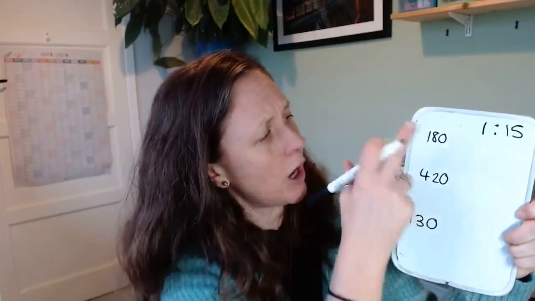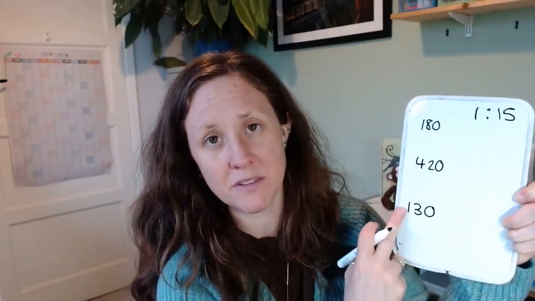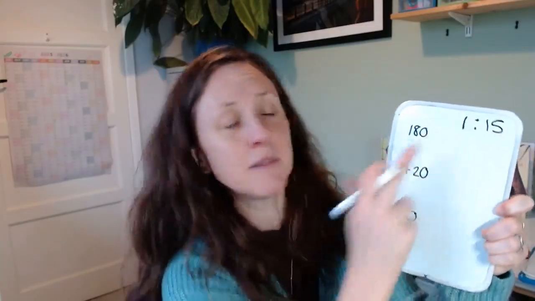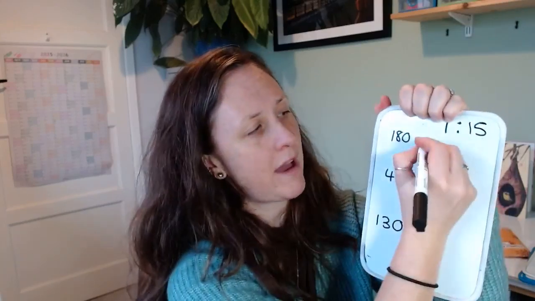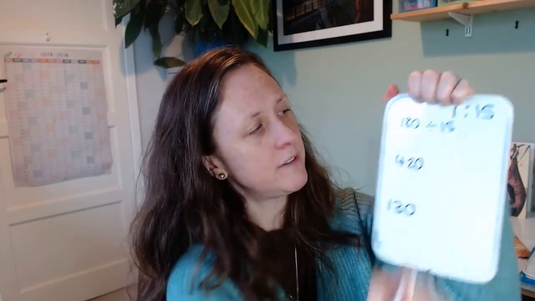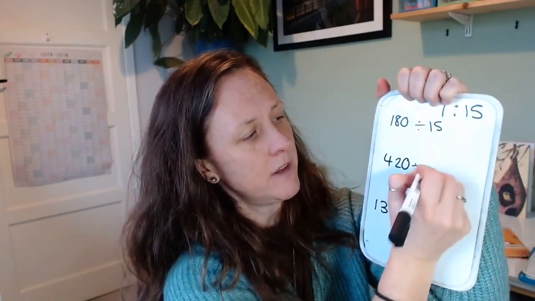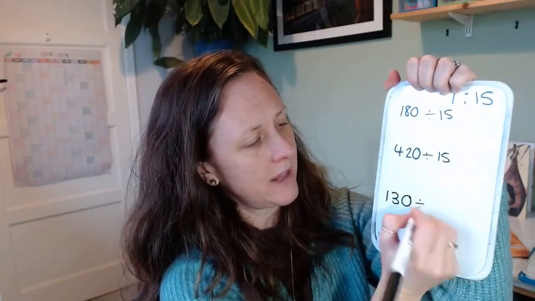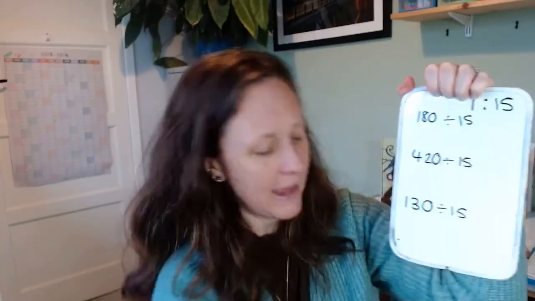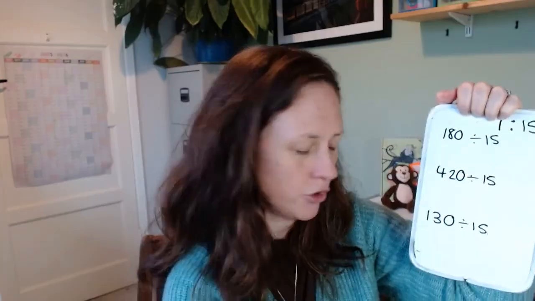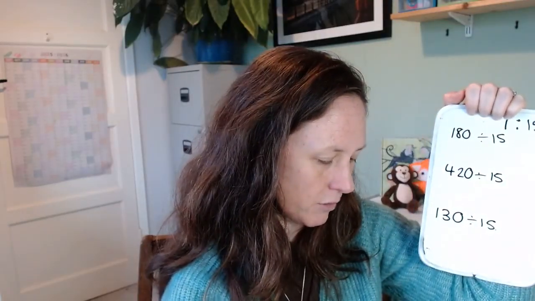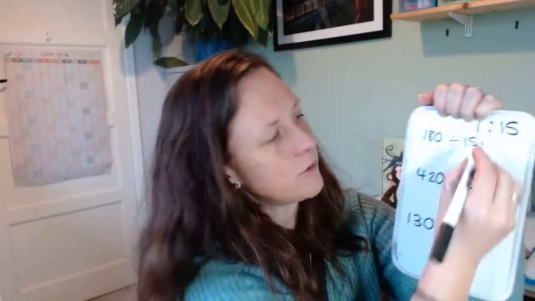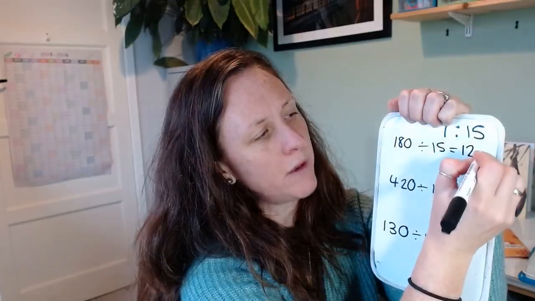So if I want to go from the real life measurements to scale measurements, I need to make them 15 times smaller or divide by 15. So I wanted to divide each of these numbers by 15. You may have done these on a calculator and spotted something here. If we do 180 divided by 15, we get 12. So that one would be 12 centimetres.